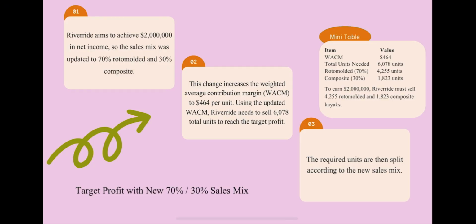Using this updated WACM, we calculated how many units the company needs to sell in order to earn a $2 million net income. Riverride would need to sell a total of 6,078 kayaks. When we break that down by the new sales mix, that equals 4,255 rotomolded units and 1,823 composite units. This mix shows that the majority of the volume still comes from rotomolded kayaks, but composite units remain important because of the higher margin they bring in.